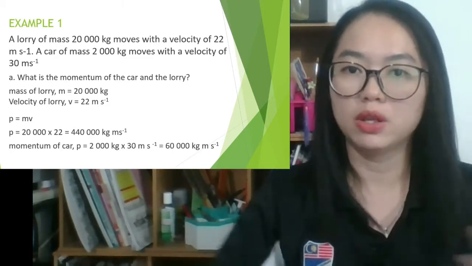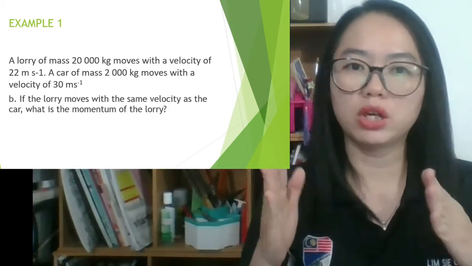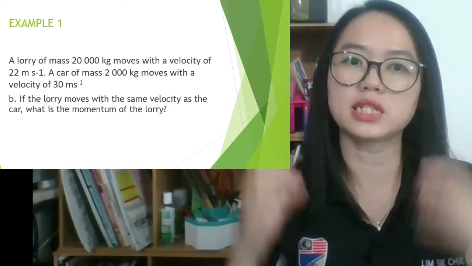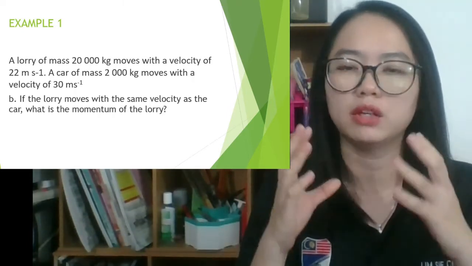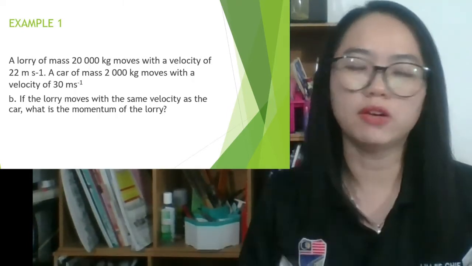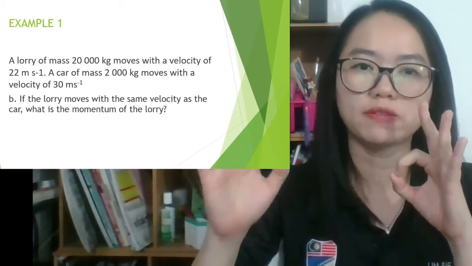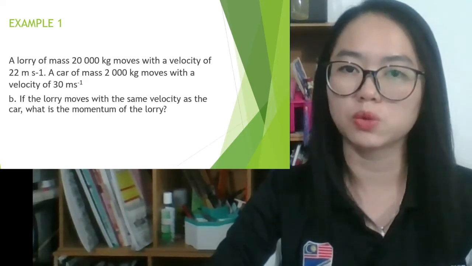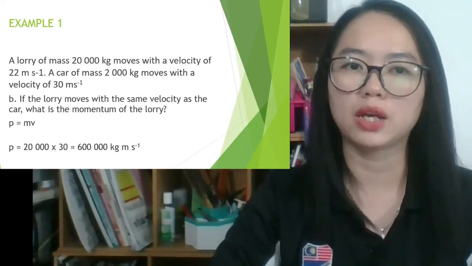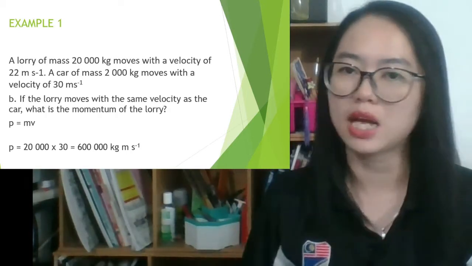Okay, now the next question. B: if the lorry moves with the same velocity as the car, what is the momentum of the lorry? Here they just change the value of the velocity a little. The velocity is 30 meters per second, and the mass of the lorry is 20,000 kg. So we substitute into p equals mv. Here we get 20,000 multiplied by 30, which gives 600,000 kilogram meter per second.